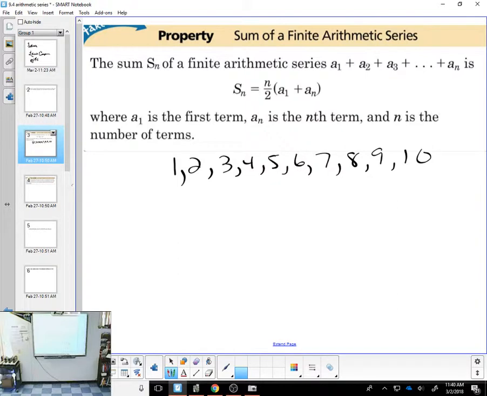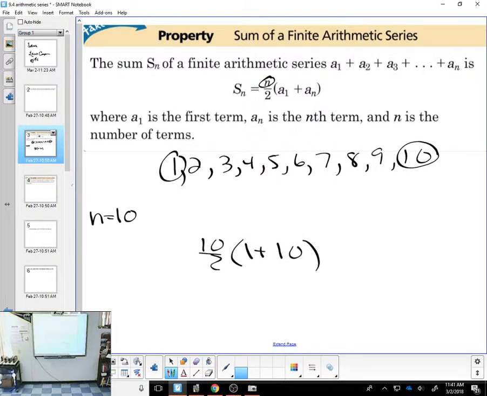Now I can sit there and go 1 plus 2 is 3, 3 plus 3 is 6, 6 plus 4 is 10, 10 plus 5 is 15, and so on. It's exhausting, okay? But I know that there are 10 numbers there, don't I? Yes. So that is my n. That means I take 10 divided by 2, and multiply it by the sum of the first one and the last one. 10 divided by 2 is 5. That sum is 11. When I find the product, 55. The sum of the first 10 numbers is 55, and I'm done.